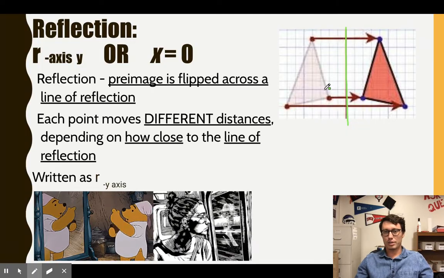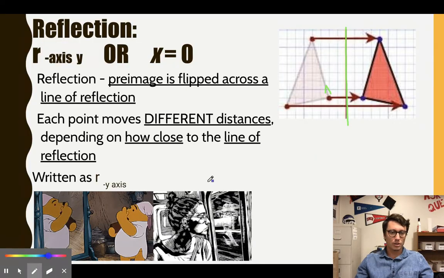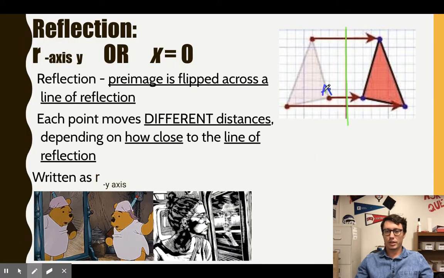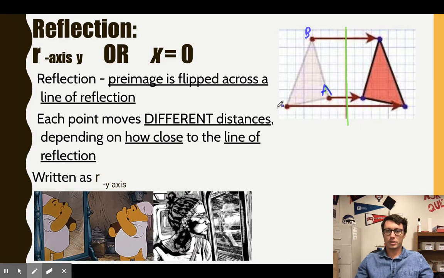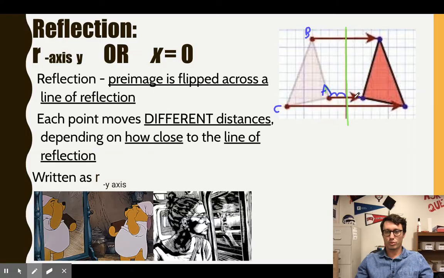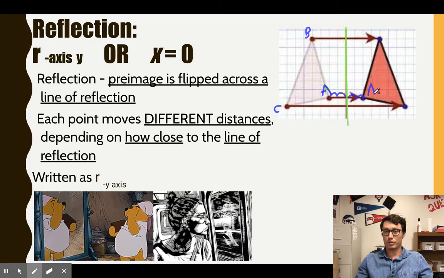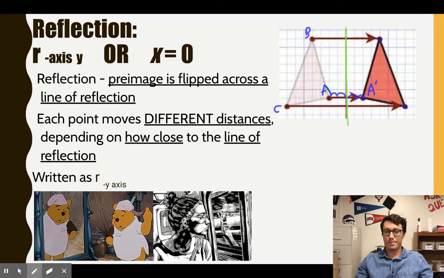Notice these are not labeled. Let's label these real quick. This is point A, this is point B, this is point C. Notice A is 2 spaces away from the line of reflection. So on the other side, it's 1, 2, and we would name this A prime.